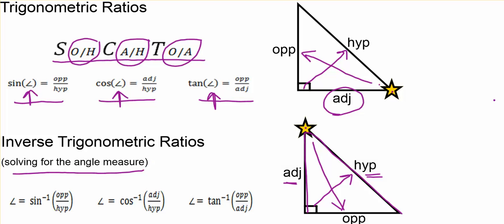So when we want the angle, we are going to inverse that ratio. Okay. All right, let's go through a couple of examples.